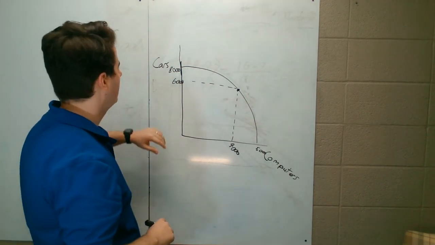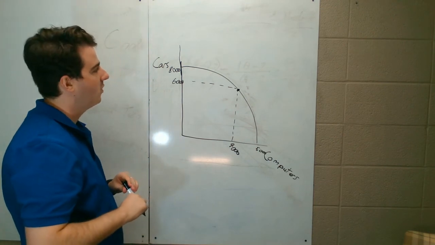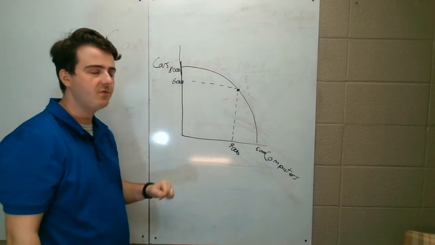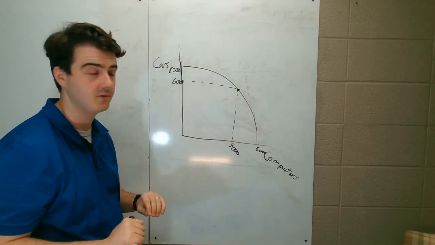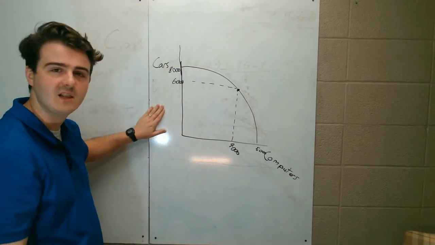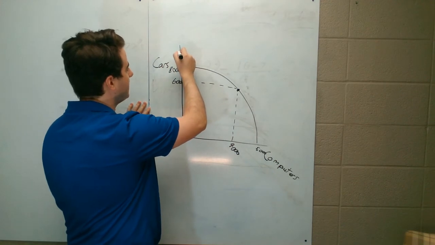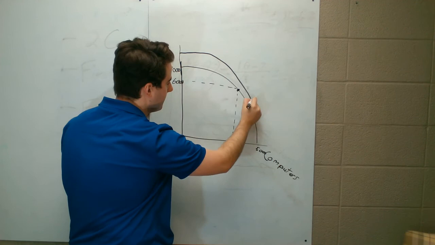Well, let's expand our thinking a little bit. What could possibly shift this curve outward? Well, what if we loosen our assumptions a little bit? What if we had a technological change? What if we had a new machine invented that made the production of cars significantly easier?